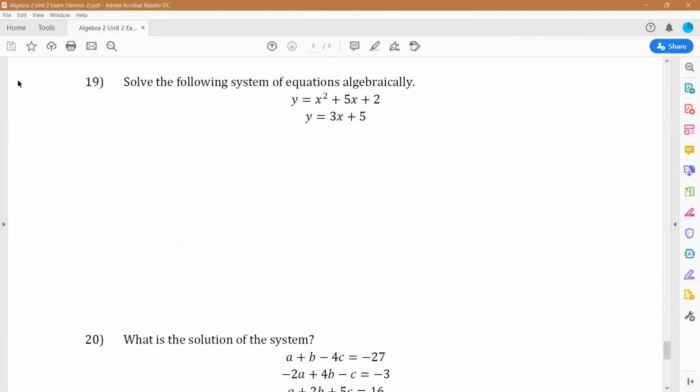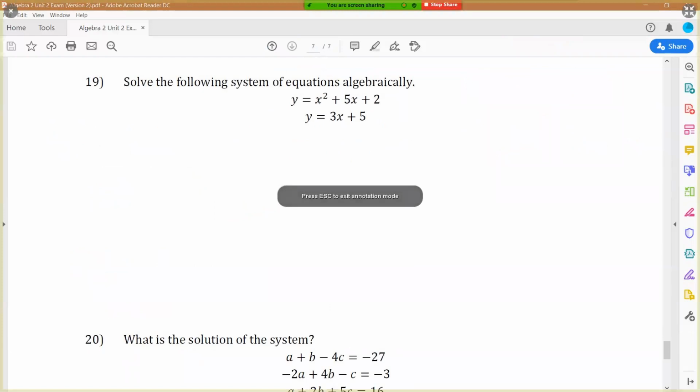Question 19, solve the following systems of equations algebraically. So I've given you a quadratic equation and a linear equation. Quadratic one's on top because it's got x squared in it. The linear one just has x.